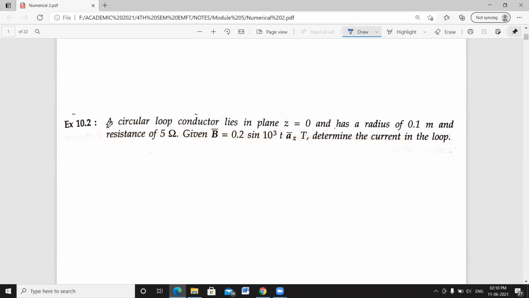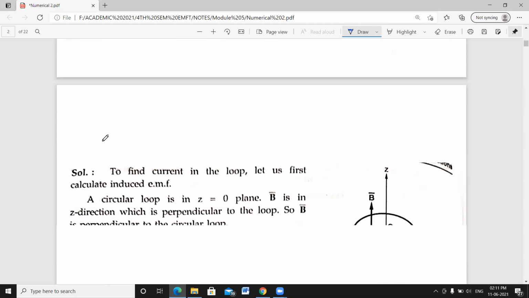Okay, we'll now solve some of the problems of our fifth module. A problem here is given. A circular loop conductor lies in the z = 0 plane and has a radius of 0.1 meters and a resistance of 5 ohms. Given B, our magnetic flux density, equals 0.2 sin(10^3 t) az Tesla, determine the current in the loop. This is the question asked, and it is asked for 4 marks in the exam.